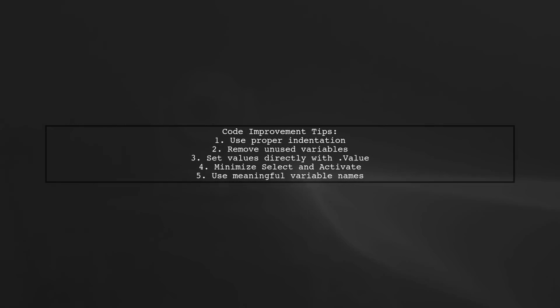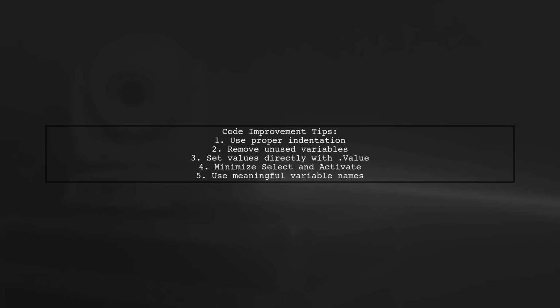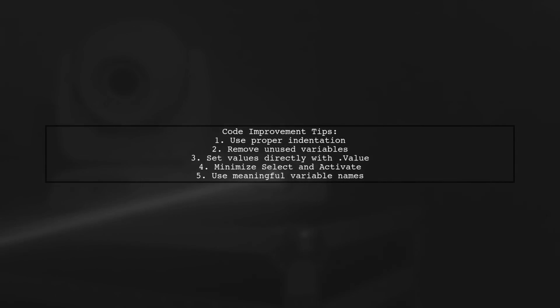To improve your code, focus on proper indentation to reduce errors, remove unused variables, and set values directly using value for efficiency. Also, minimize the use of select and activate, and give your variables meaningful names for clarity.